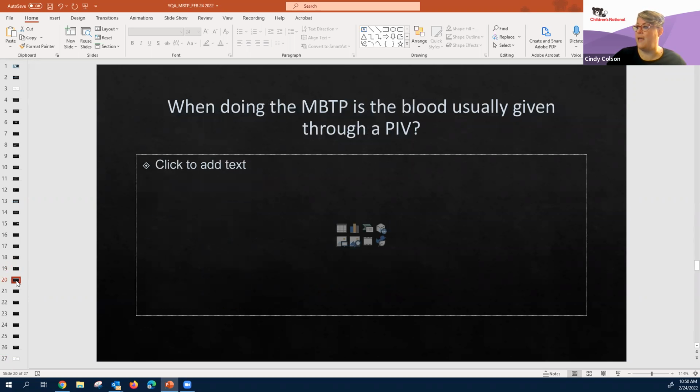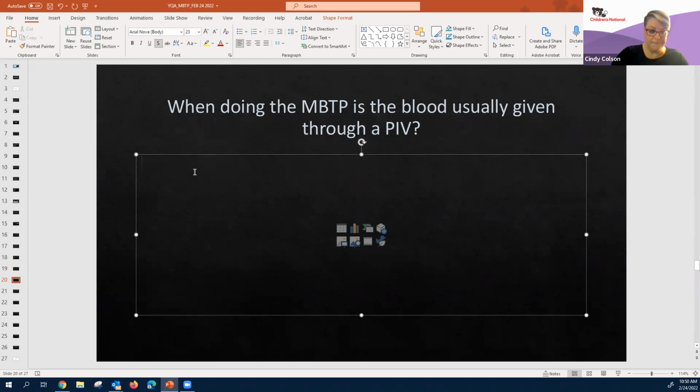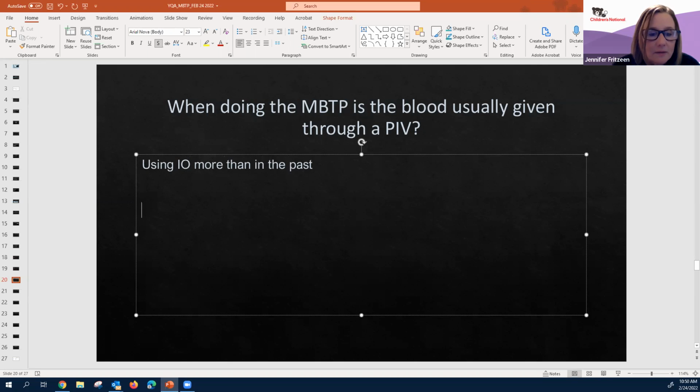When doing the massive blood transfusion, is blood usually given through a PIV? We actually are using IOs more than anything, but if a patient comes with an IV in place and we're able to get it in quickly, we will give it through a peripheral line. So whatever access we can get quickest. And often we're going to put a second access in these patients as we start it.